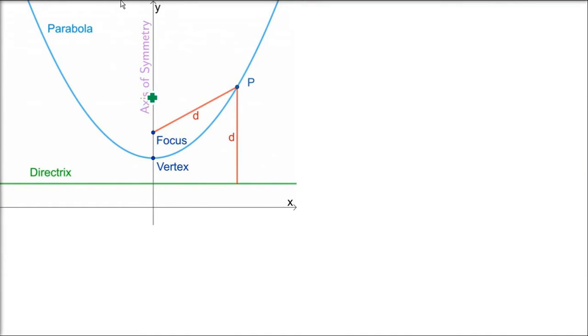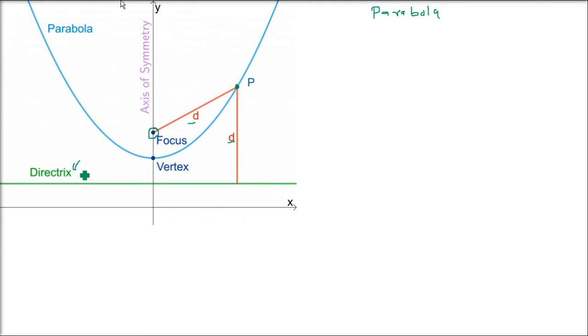Now let me take one of the conic sections, a parabola. As I told you, there will be a point moving such that its distance from a fixed point, which we call the focus, and its distance from a line, which we call the directrix, are related.